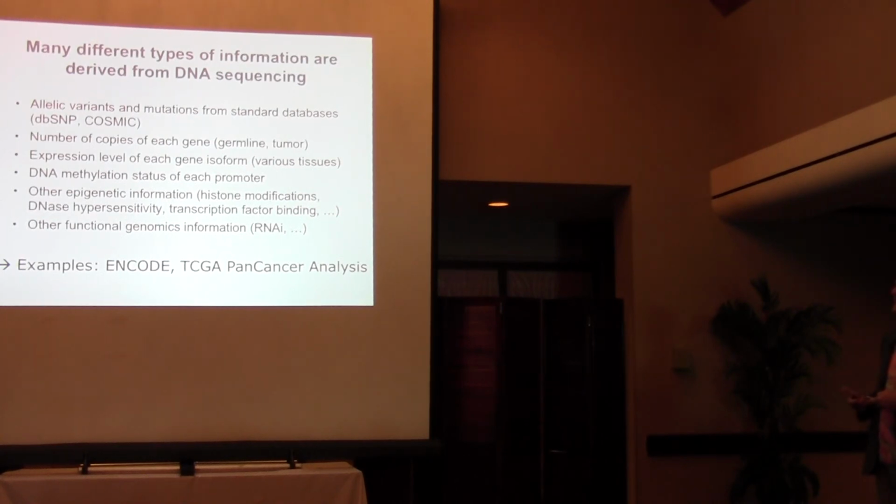Then you can get what's called the methylation status of the promoter. So it turns out that upstream of each gene is a regulatory region, and when the DNA is methylated, that may shut down the gene.